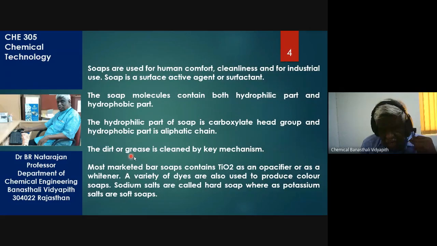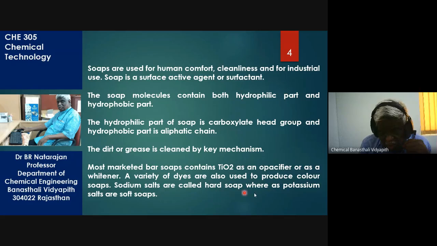The dirt or grease is cleaned by this mechanism. So the dirt gets attracted and that is how it gets removed. Most marketed bar soaps contain titanium oxide as an opacifier or as a whitener to bring brightness. A variety of dyes are also used to produce colored soap. Today you see in the market, you get soaps of all colors you can think of, right? Unusual colors also, and that is all by the dyes used.